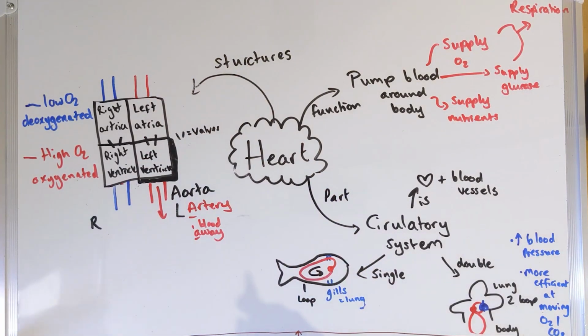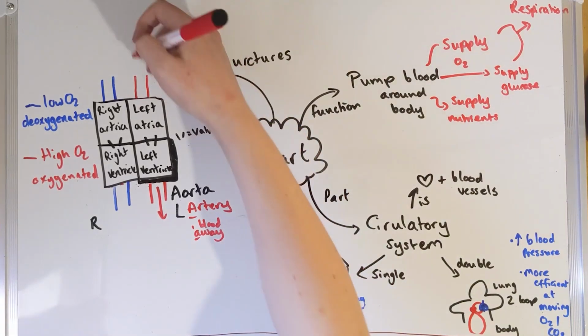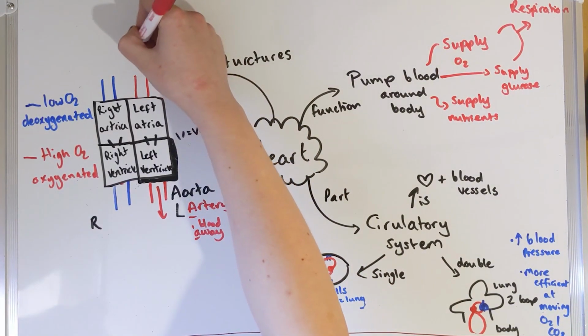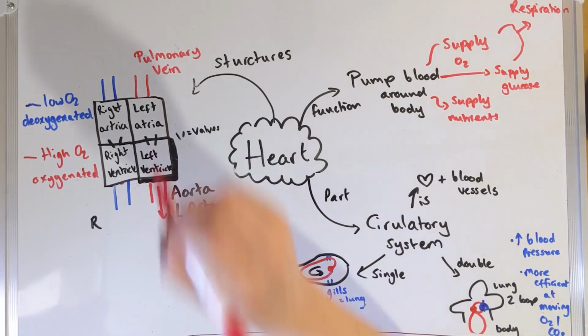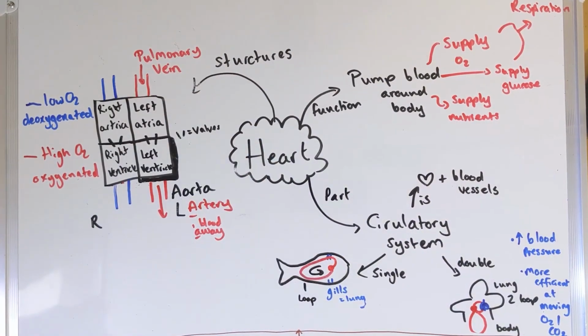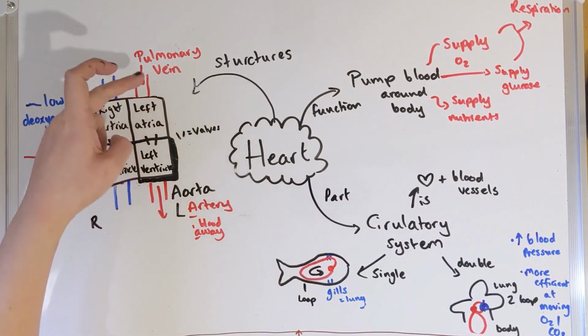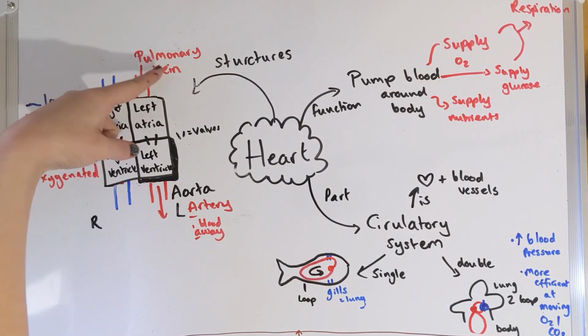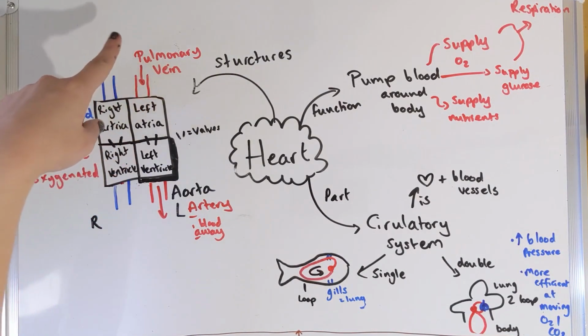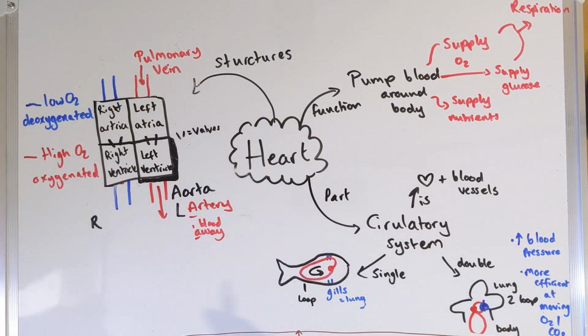Bringing blood in from the top is the pulmonary vein. If you ever see the term pulmonary, that means they're talking about the lungs. So if you have a pulmonary embolism, for example, that means there is a blockage in the lung. Like with arteries, veins always bring blood in. So you've got the pulmonary vein bringing blood in from the lungs that's high in oxygen.